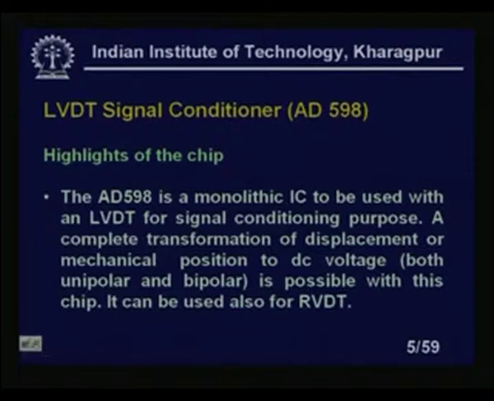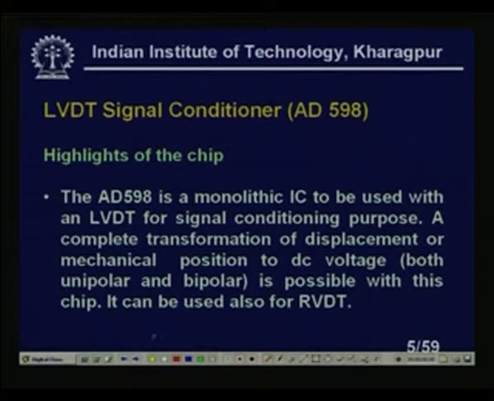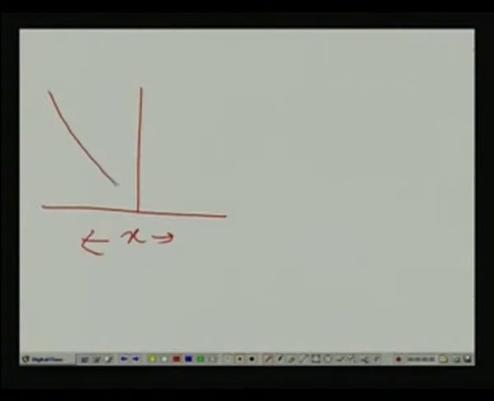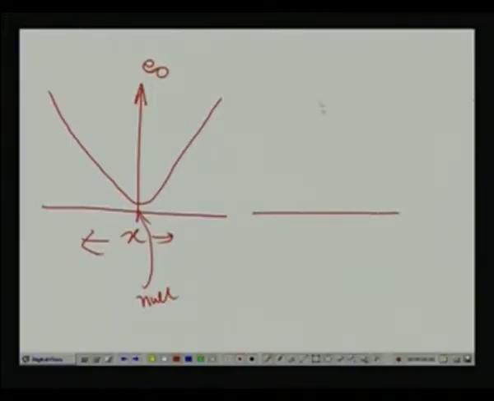If I use an LVDT, we have seen that if I put a displacement x, I will get an output like this one. This is the null position, and the output voltage is 0. On both sides of the null, I am getting a non-zero output voltage. So, looking at the voltage, it is very difficult to tell on which side of the null the core actually lies.